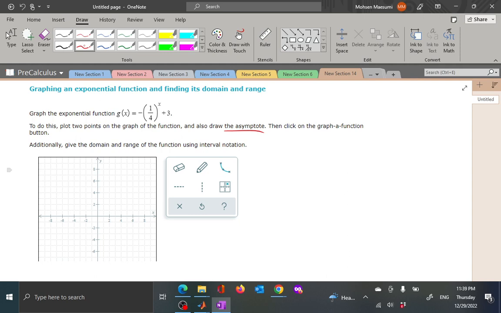So if you want to graph a function, what do you do? Well, you make a table, you find a list of appropriate x values, calculate appropriate y values, and then see what comes next. So here the idea would be starting with that. So we're going to make a table x, and then y is given as minus 1/4 to the power of x plus 3.